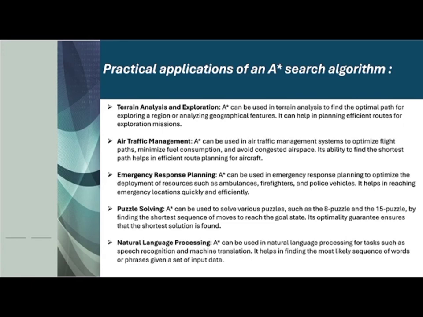The fifth one is a well-known area, natural language processing. A-star can be used in natural language processing for tasks such as speech recognition and machine translation. It helps in finding the most likely sequence of words or phrases given a set of input data.